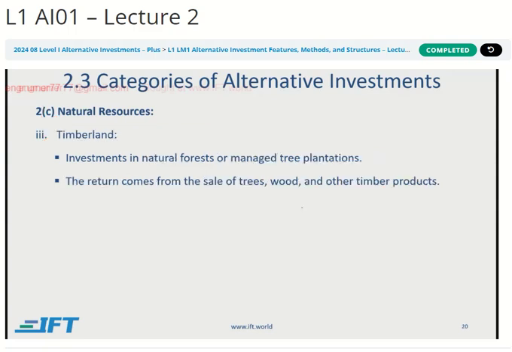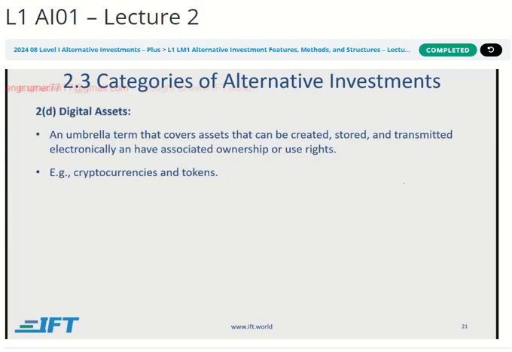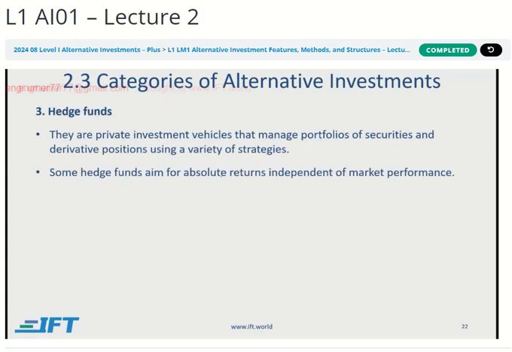Then within natural resources, we have timberland. So here you're going to try and sell wood and furniture that comes from trees. And finally, within real assets, for lack of better classification, currently the curriculum has put digital assets within real assets, such as crypto and tokens, non-fungible tokens.